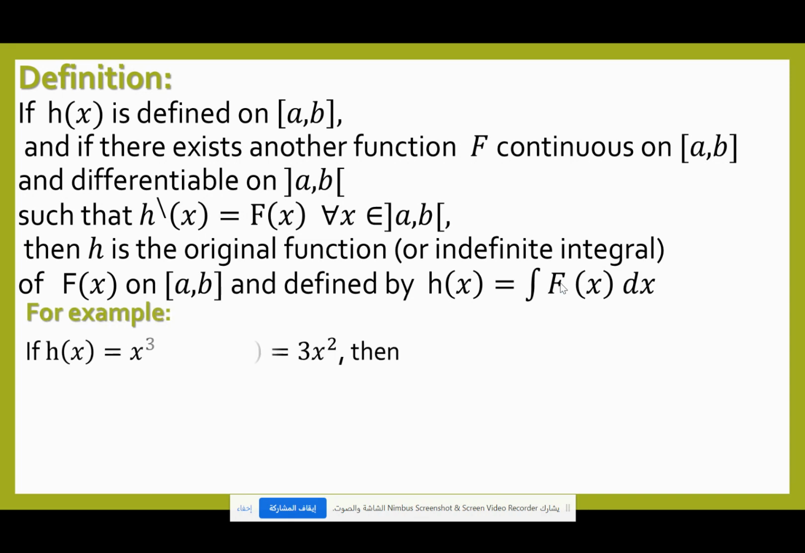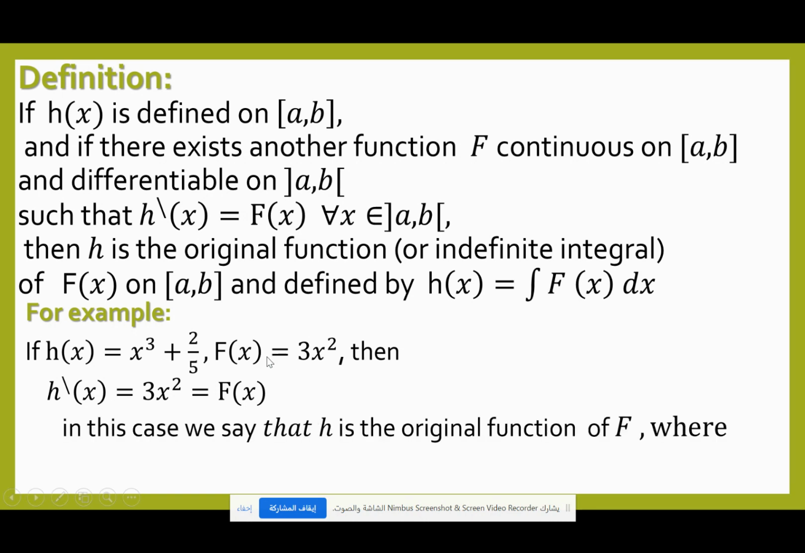Let's have one more example, which is if h of x equals x cubed plus 2 over 5, and a function called f of x is 3x squared. Then, if you derive h of x, you will get 3x squared by taking the power down and reducing it by 1 and deriving the constant to make it 0. And you can notice that it is the same as f of x. So that means if you integrate 3x squared, which is f of x, you should go back to the original function.